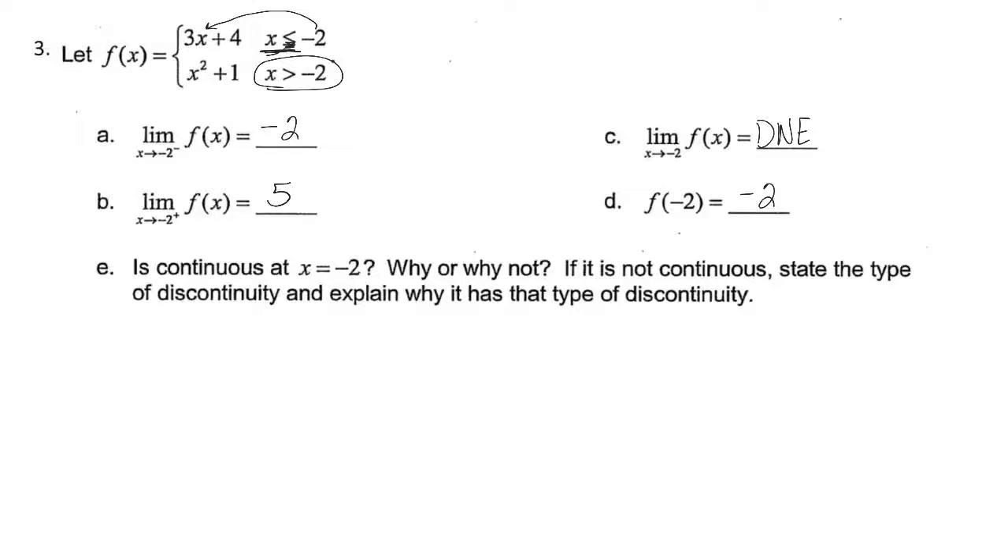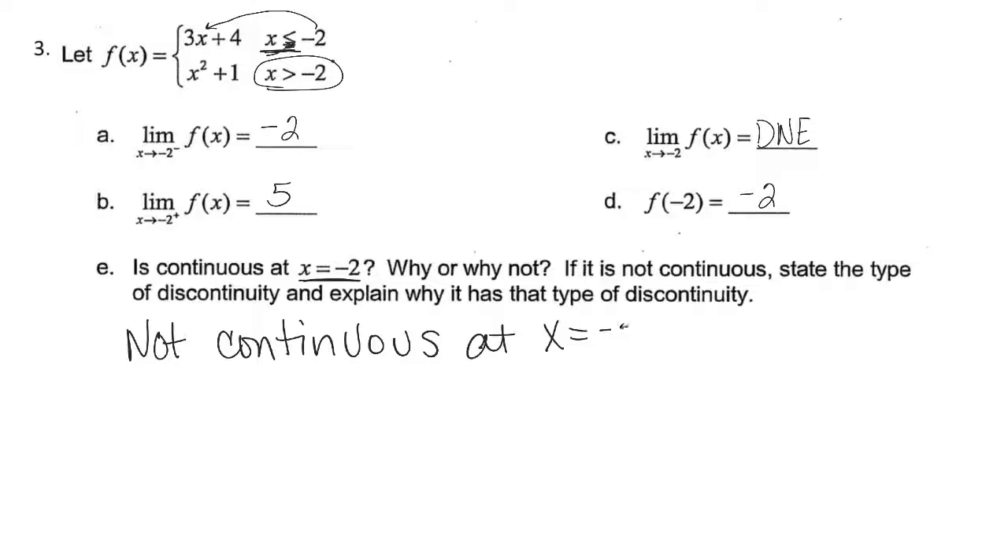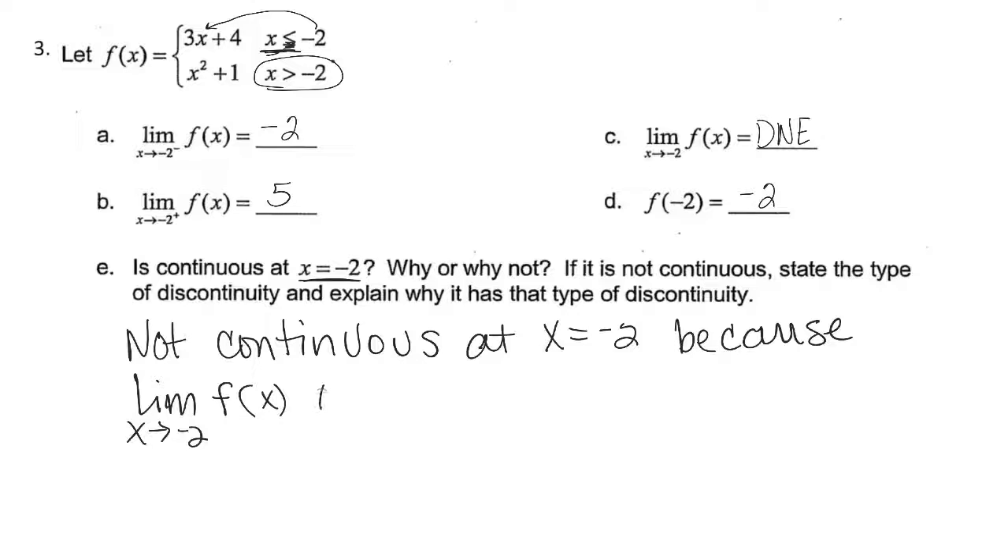All right, so here we need to talk about what kind of discontinuity. Well, I guess we need to answer that we are not continuous. And we're not continuous at x equals negative 2 because our limit doesn't exist. Because the limit as x approaches negative 2 of the function does not exist. Now, what kind of discontinuity is this?